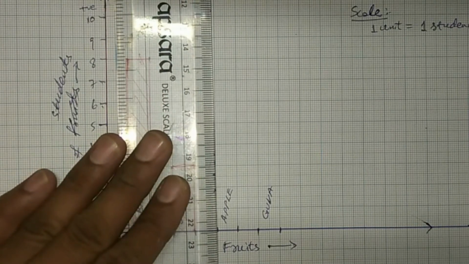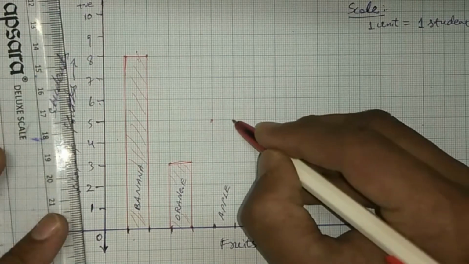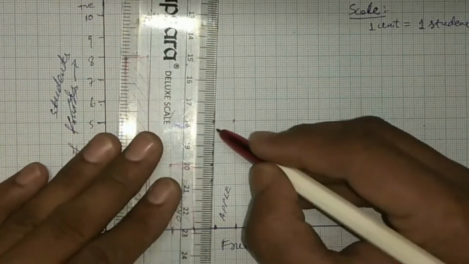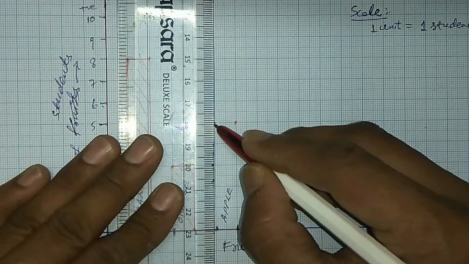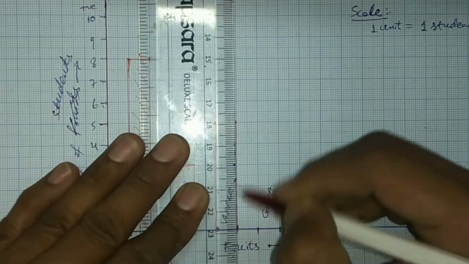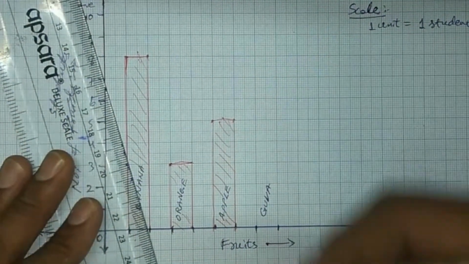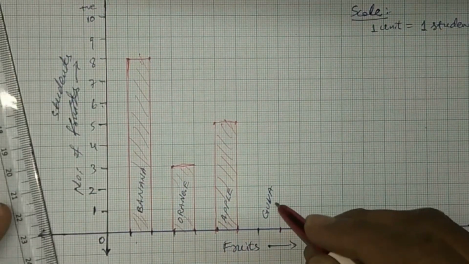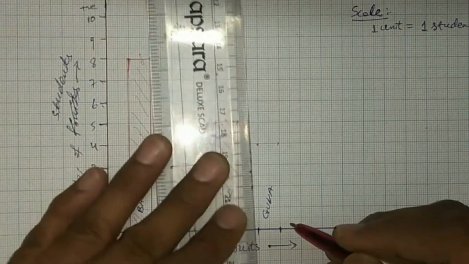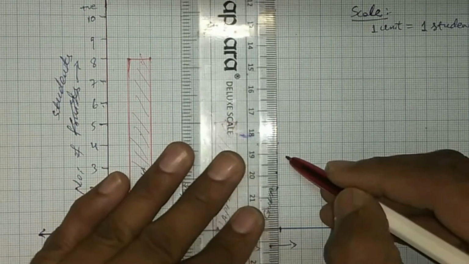Now, since 5 students like apple, to draw the bar corresponding to apple, we will draw this with a height of 5 units. Similarly, since guava is liked by 4 students, I am drawing the height of the bar representing guava as 4 units. Here is the bar.